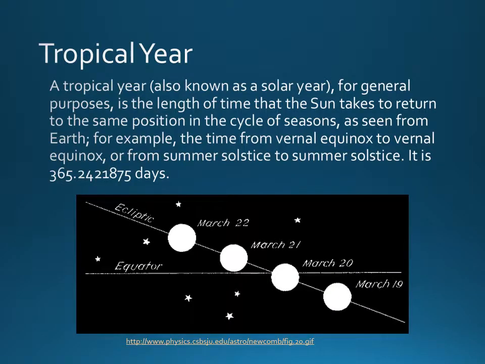A tropical year, also known as a solar year for general purposes, is the length of time that the sun takes to return to the same position in the cycle of seasons as seen from the Earth. For example, the time from vernal equinox to vernal equinox, or from summer solstice to summer solstice, is 365.2421875 days.